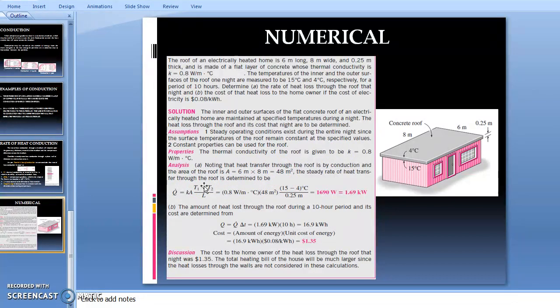So in this small video lecture we have learnt what conduction is and how Fourier's law of heat conduction can be used to quantify the rate of heat conduction.